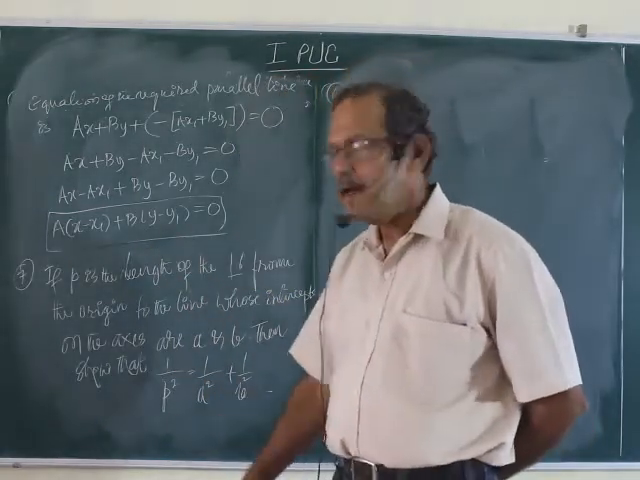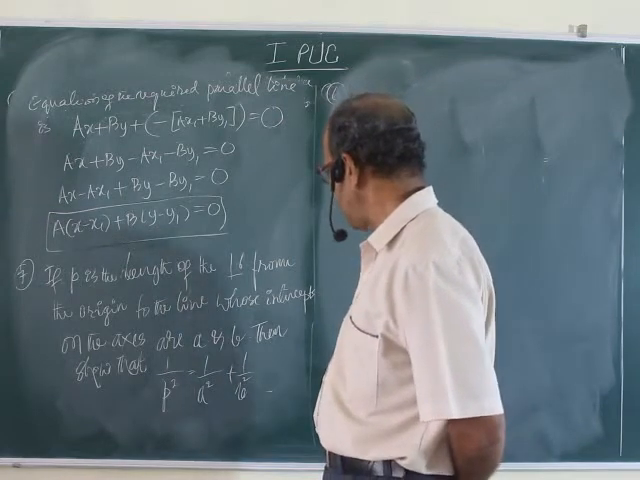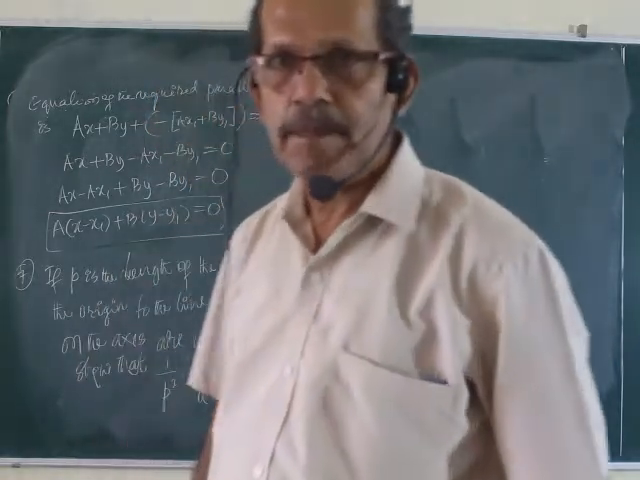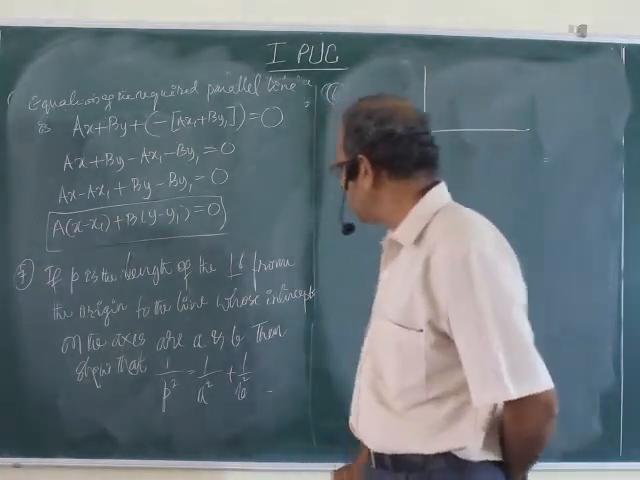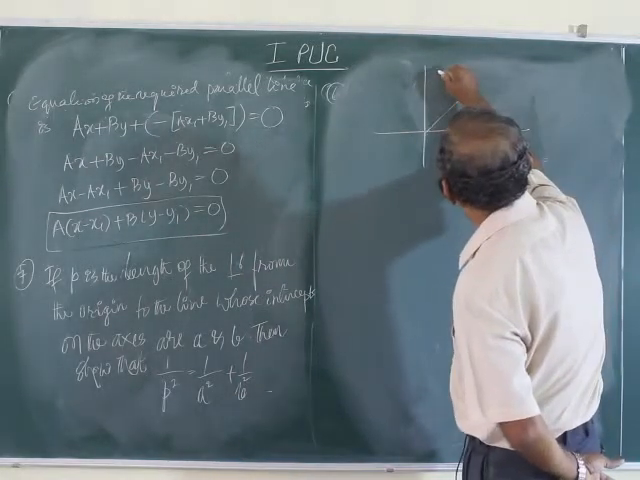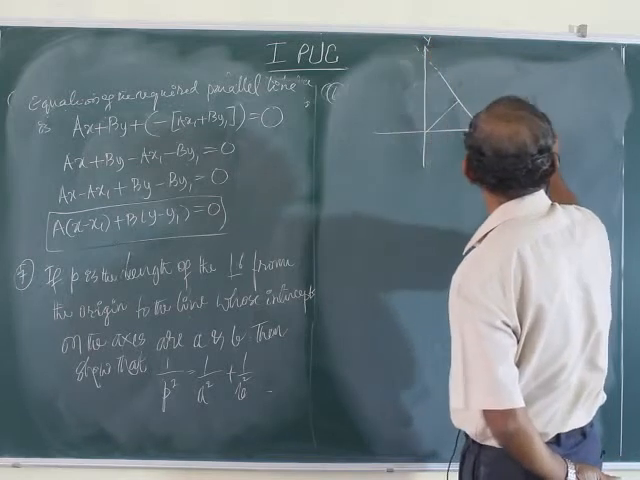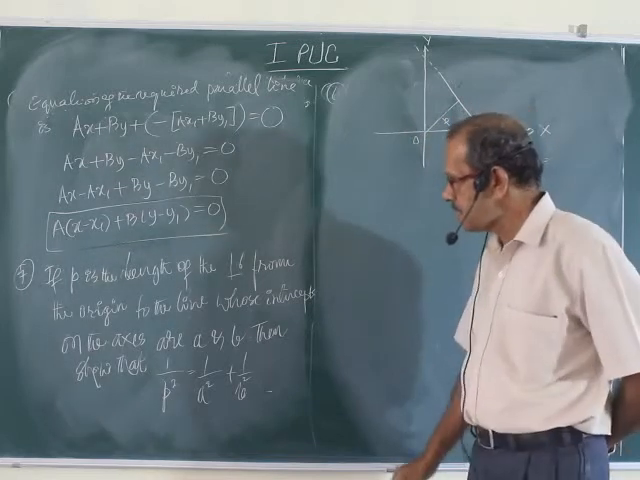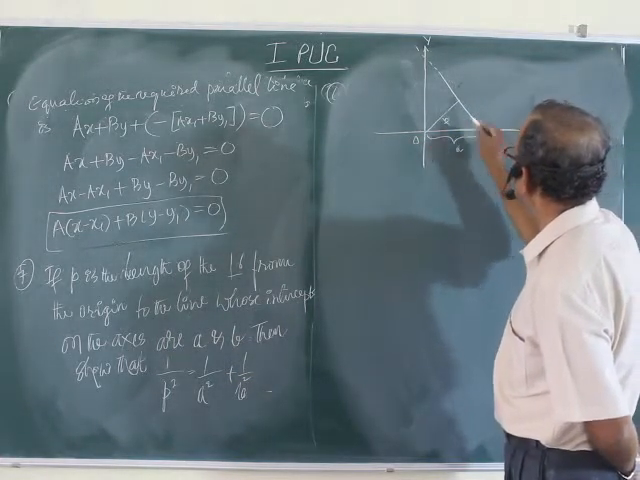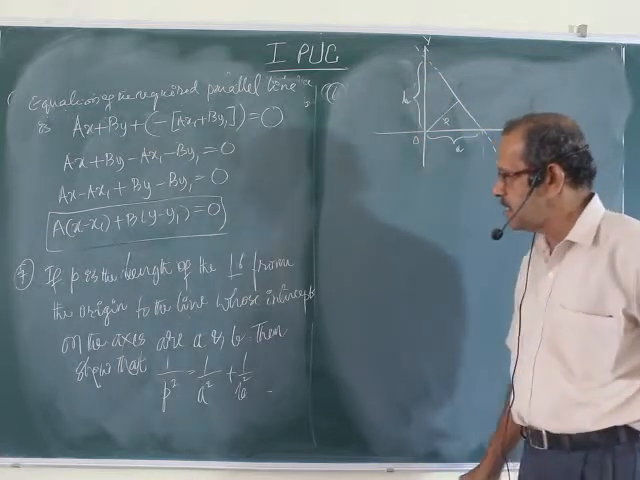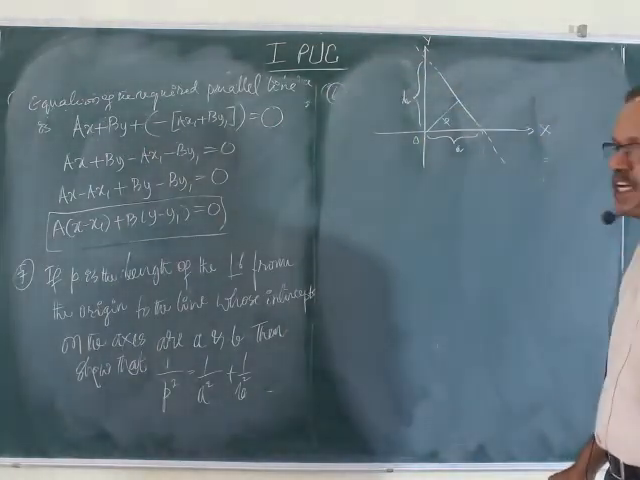Let us continue the last problem. P is the length of the perpendicular from the origin to the line whose intercepts on the axis are A and B. X intercept A, Y intercept B. Then show that... Only that much is given.